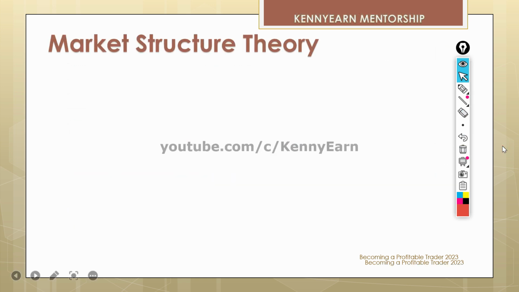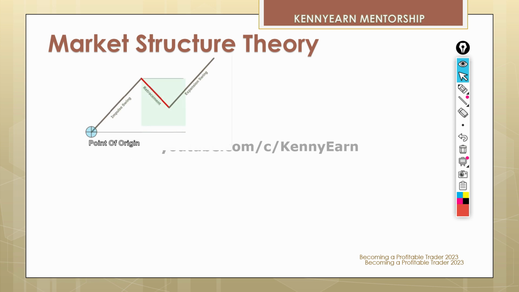Okay, that's fine. So we're making progress. Now let's talk a little more about the market structure theory. Let's go a little bit deeper. So the basics of the market structure theory is that the market is going to start with a point of origin. It makes an impulse swing. That impulse swing is the first move. It makes an impulse swing and then comes with a retracement, and then next an expansion swing. So this is going to make the market move in a higher high, higher low formation. So this is a bullish market structure or a bullish market order flow.